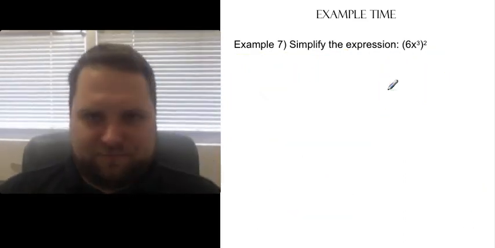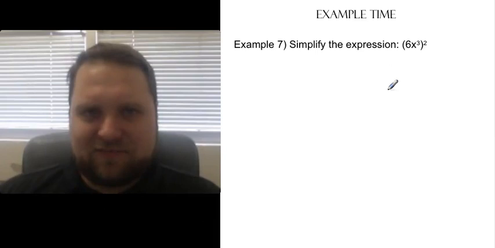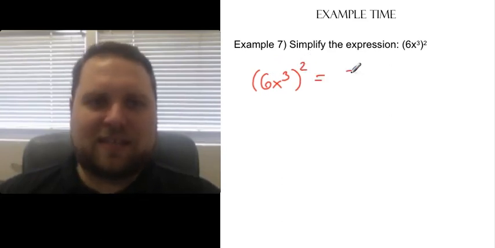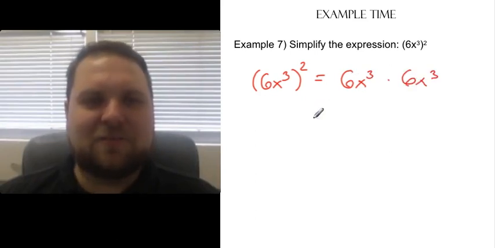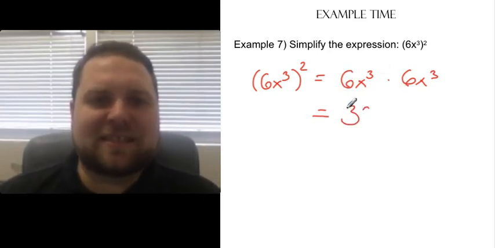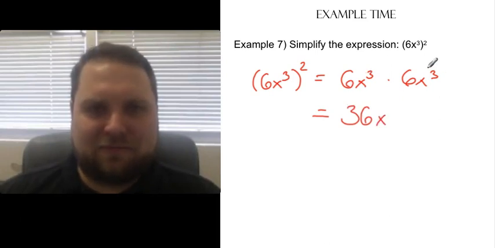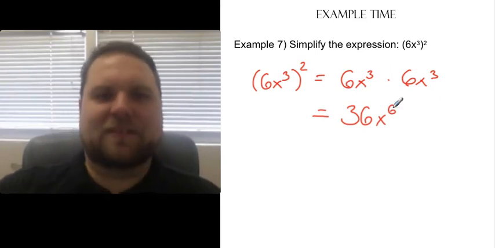One final example that doesn't look like multiplication, but it is. Remember the meaning of an exponent. This squared means we're multiplying that by itself that many times. So when you see 6x cubed squared, what that means is 6x cubed times 6x cubed. And you know how to do that. It's what we've been doing, multiplying monomials. 6 times 6 is 36. X raised to the 3 plus 3 would be 6. And there you go. Good luck, friends and neighbors.